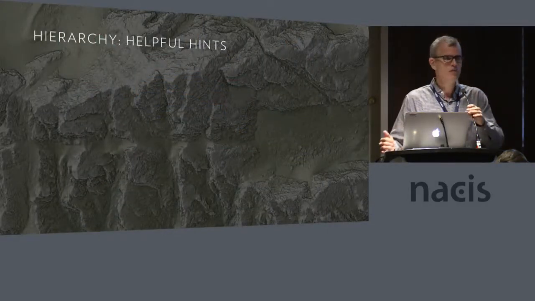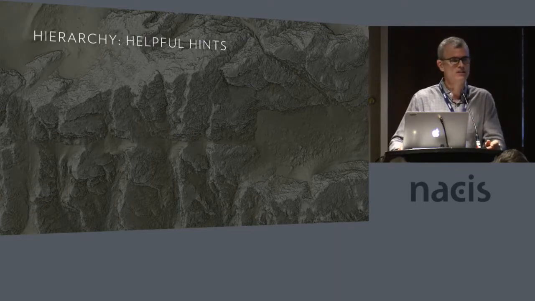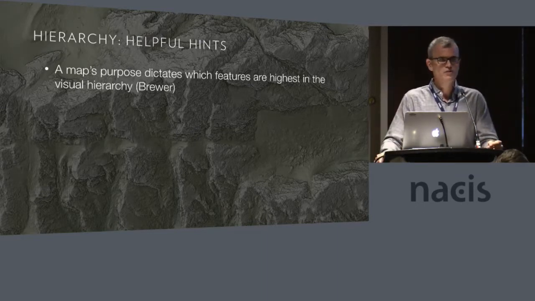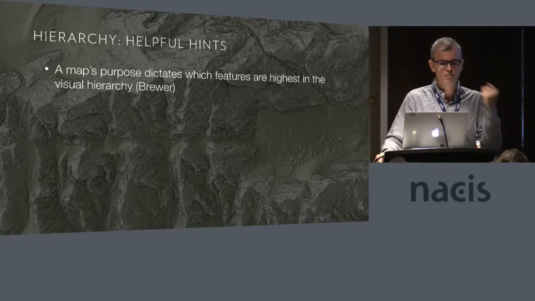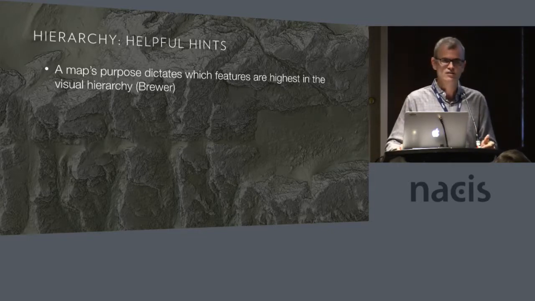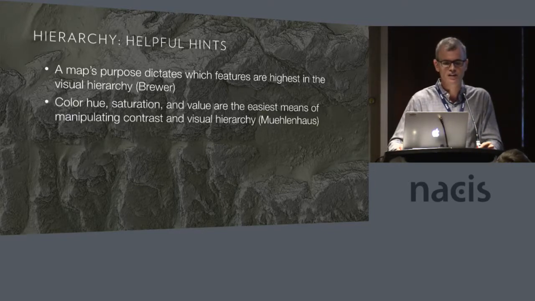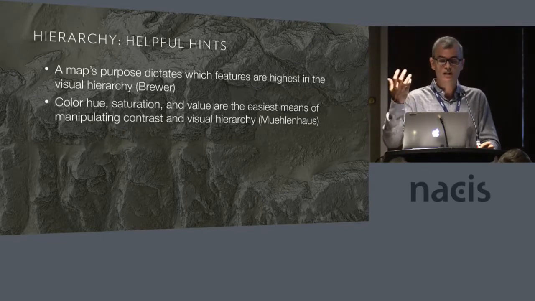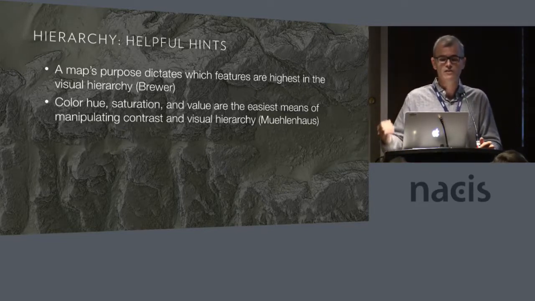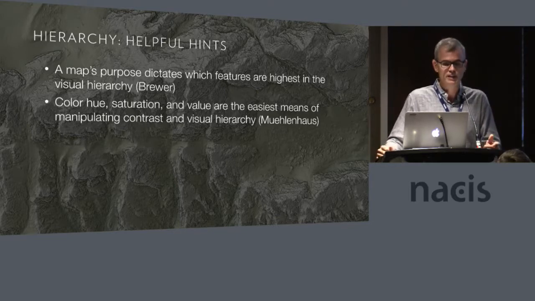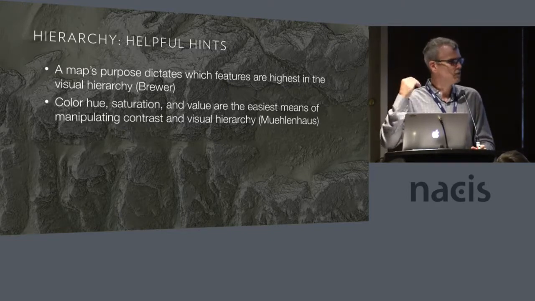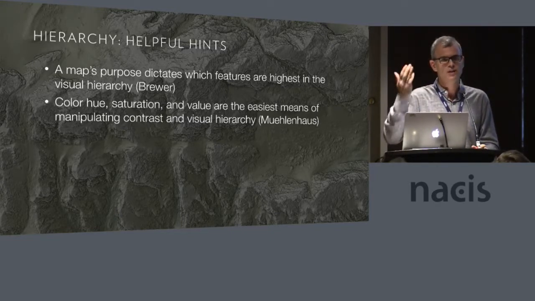So, gleaning some helpful hints on hierarchy from various texts. I like Cindy Brewer's from her design textbook, just straight up: a map's purpose dictates which features are highest in the visual hierarchy. It's just a great concept to keep in mind as you're designing a map. I liked Ian's focus on color, hue, saturation, and value as the easiest means of manipulating contrast. I think Bill found that this is, especially value, light, dark, really critical. Why take the most difficult route? If you're doing a quick, simple map, use these first to set up your visual hierarchy.